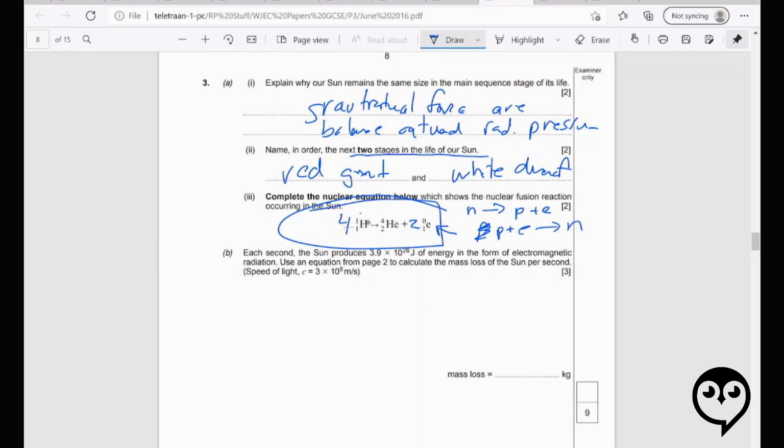But we are only interested in the nuclear aspect of it, so I think that's that. We'll have to look at the mark scheme. Moving on here. This is a certain amount of energy produced by the sun. Calculate the mass loss of the sun per second.